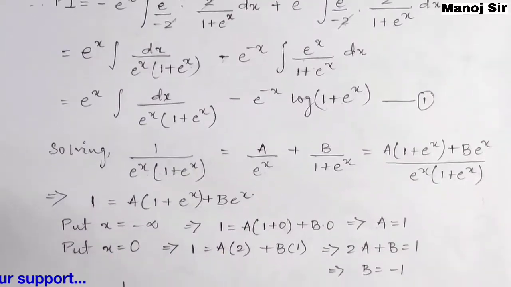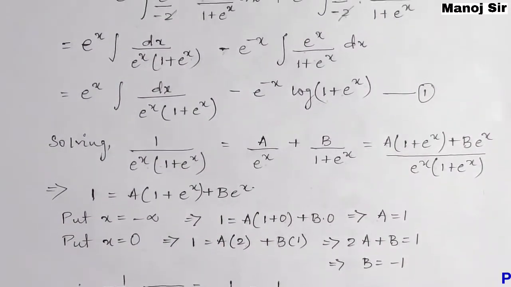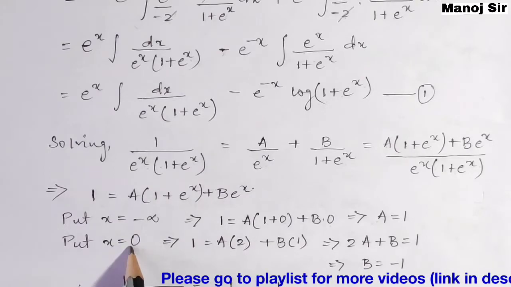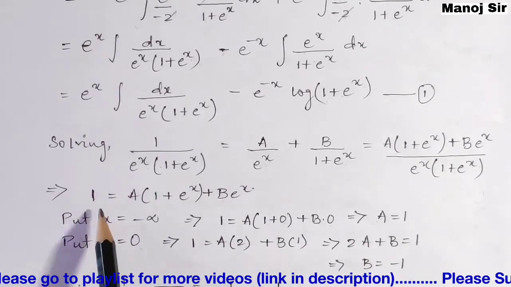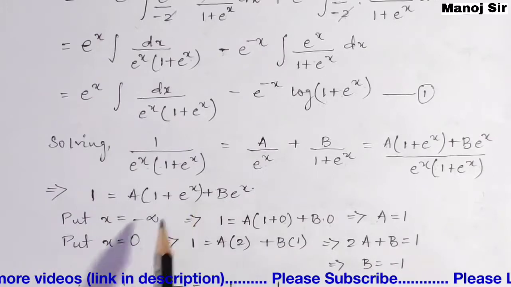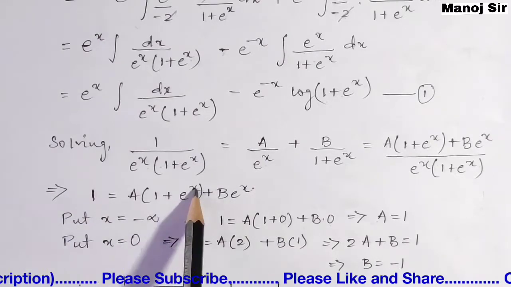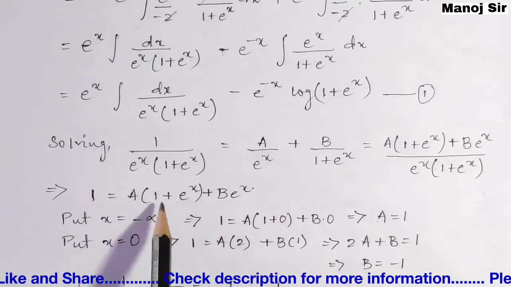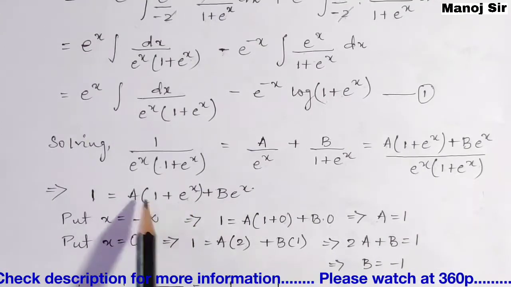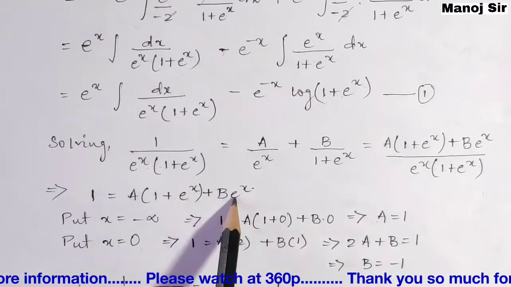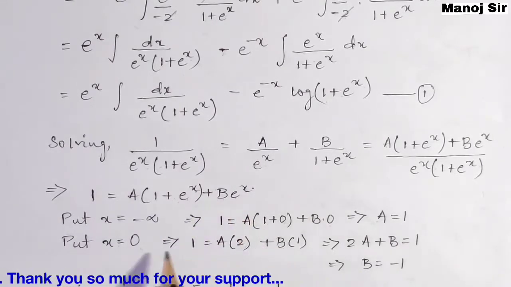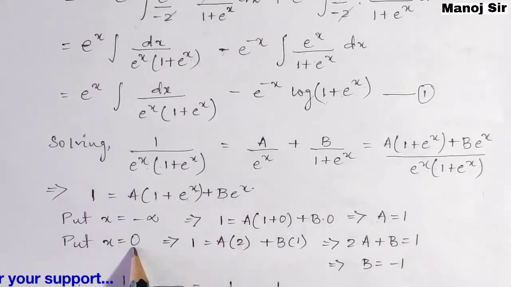So if you put x equal to 0, in that case this 1 is as it is. If you put x equal to 0, e to the power 0 is 1, so this is a into 2, because 1 plus 1 becomes 2, so a into 2 plus b into, what is e to the power 0, that is 1, so b into 1. So if you put x equal to 0, you will get 2a plus b equals 1, that is this equation.